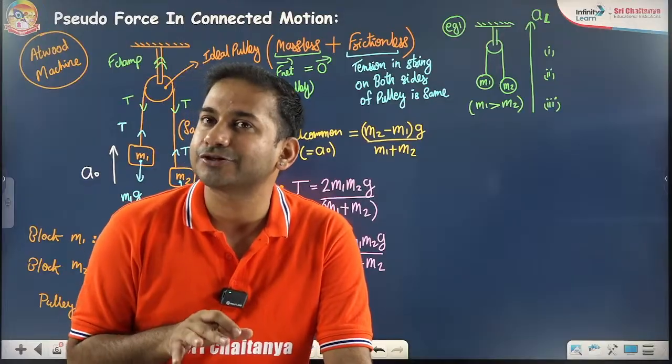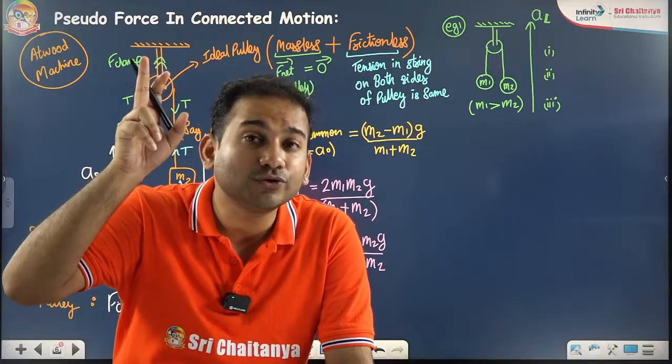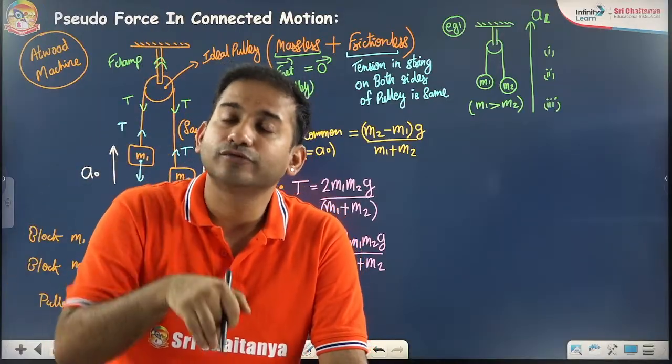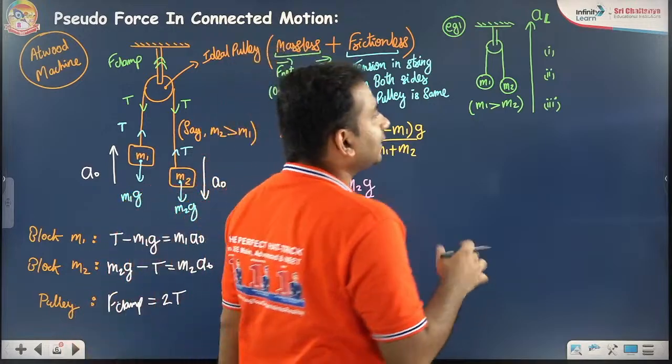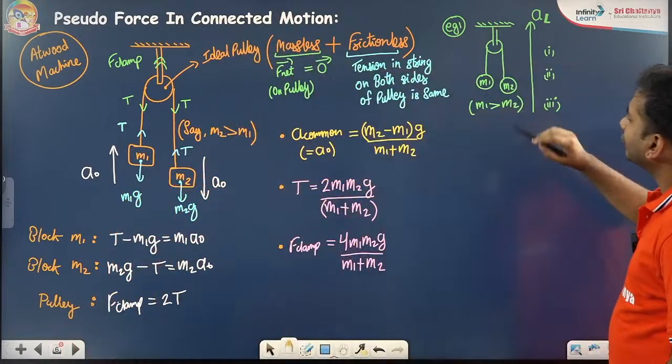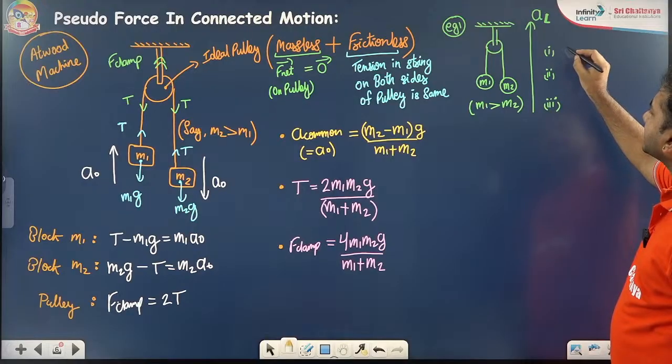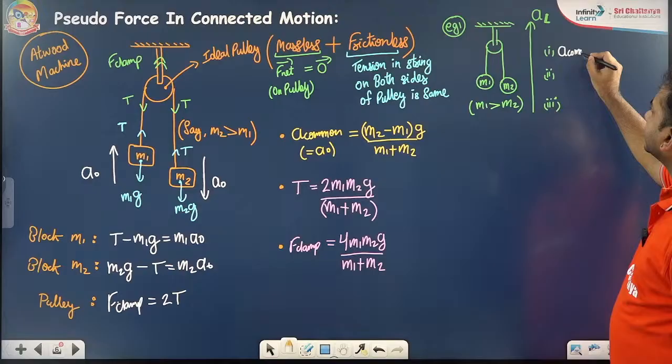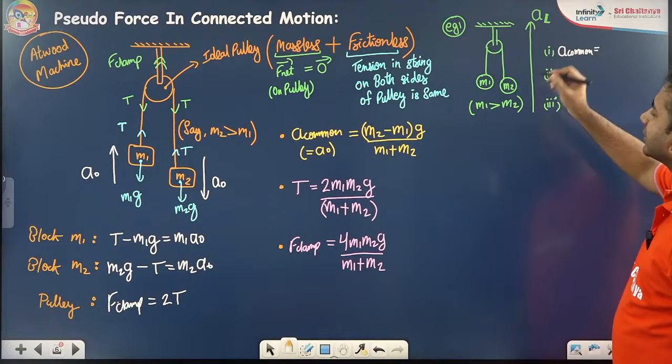So if the acceleration of the lift is up, where will be the pseudo force? Down. And if pseudo force will be down, in support of gravity, then definitely you have to add them up. If you are going to add them up, you will write the common acceleration, that will be equal to bigger one minus smaller one.